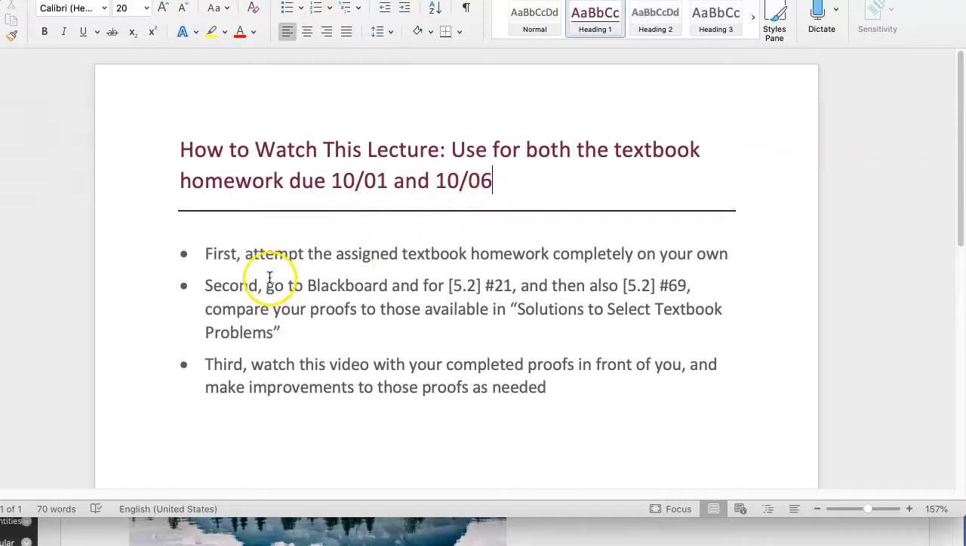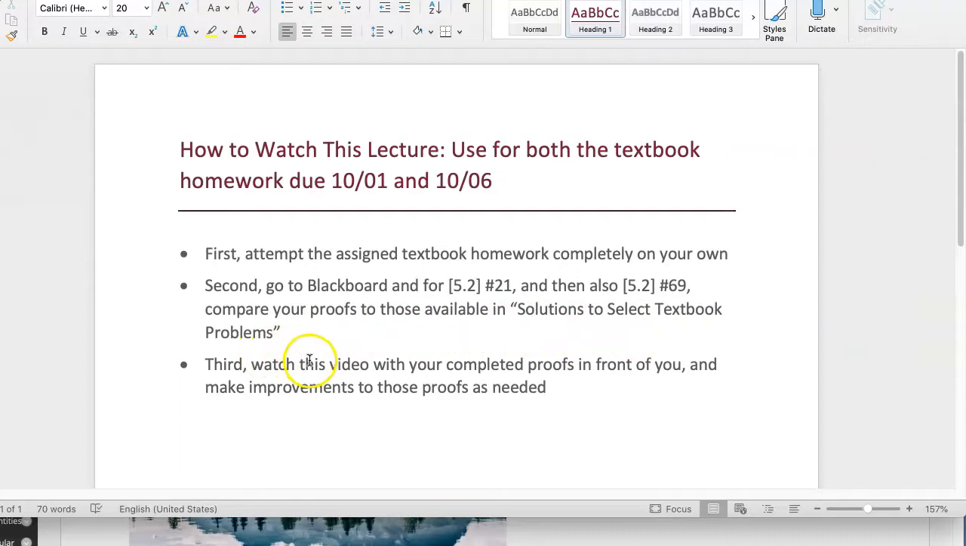So first you want to attempt the assigned textbook homework completely on your own. Then you're going to want to go to Blackboard. And for 5.2 number 21, this is for the homework due on 10:01. And then also for 5.2 number 69, this is for the homework due October 6th. Compare your proofs to those available in the solutions to select textbook problems.